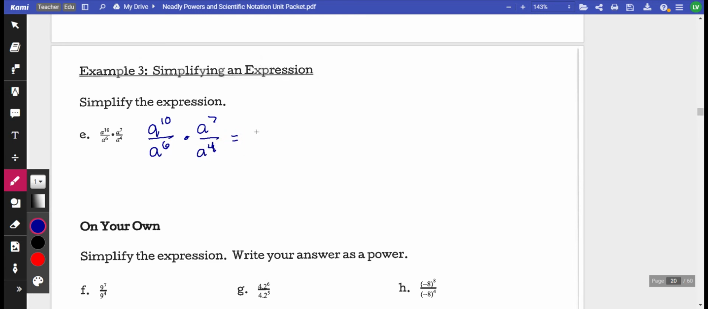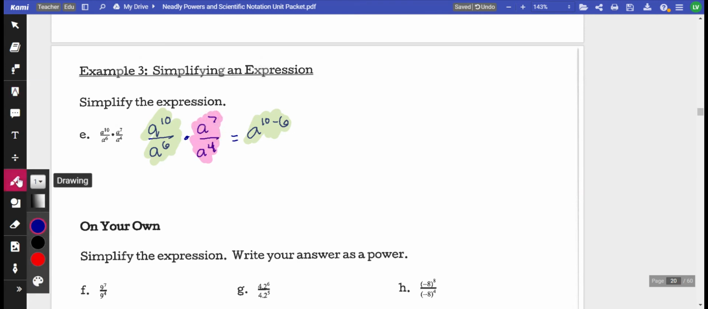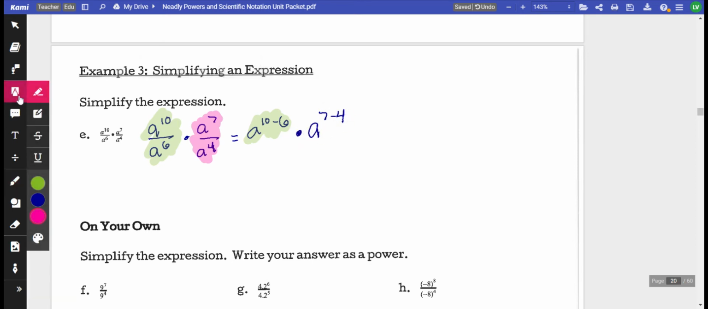So I'll begin with a to the 10th minus 6. Again, I'm starting with my first fraction over here. Then for my second fraction, a to the 7th divided by a to the 4th, so times a to the 7th minus 4. Again, I'm subtracting those because they are being divided.